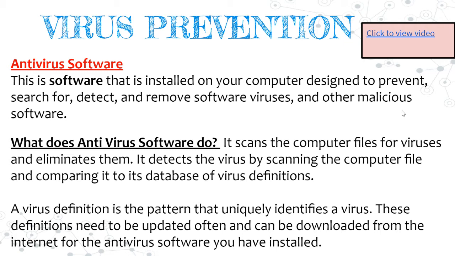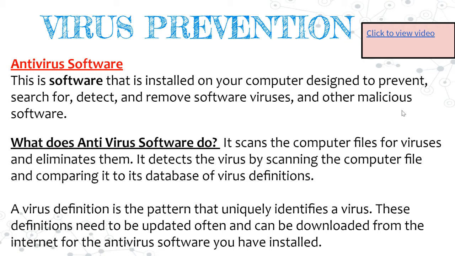Antivirus software. This is software that is installed on your computer. It's designed to prevent, search for, detect, and remove software viruses and other malicious software. So it scans the files on your computer for viruses and eliminates them. It detects the virus by scanning the computer file and comparing it to its database of virus definitions. A virus definition is a pattern that uniquely identifies a virus.